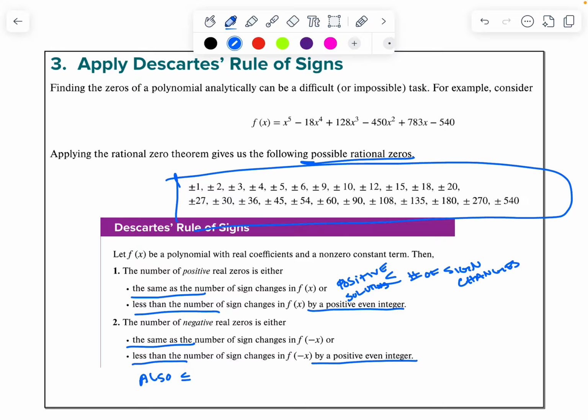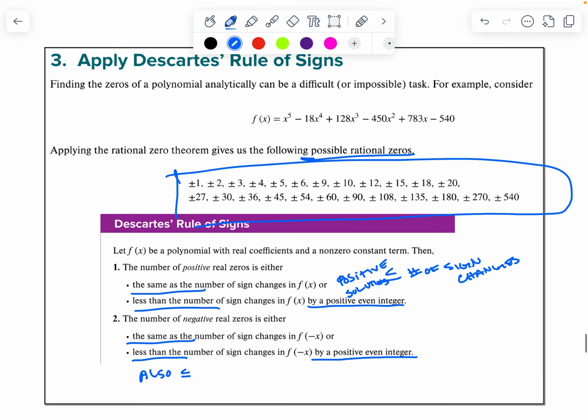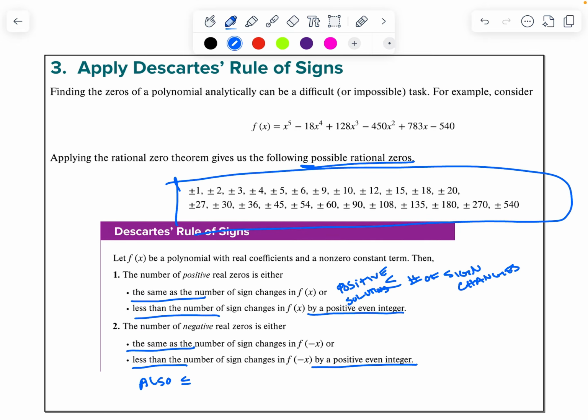Now, we can slim down our solution search even further by using Descartes' rule of signs. What it says is we're going to look at how many times the sign changes. So look, we go from a positive to a negative to a positive to a negative to a positive to a negative. That changed 1, 2, 3, 4, 5 signs. The sign of the coefficient changed 5 times overall.